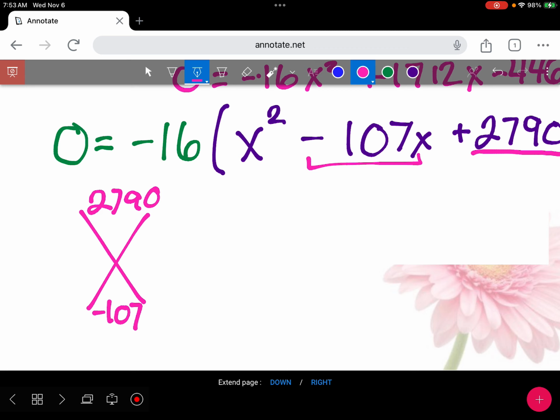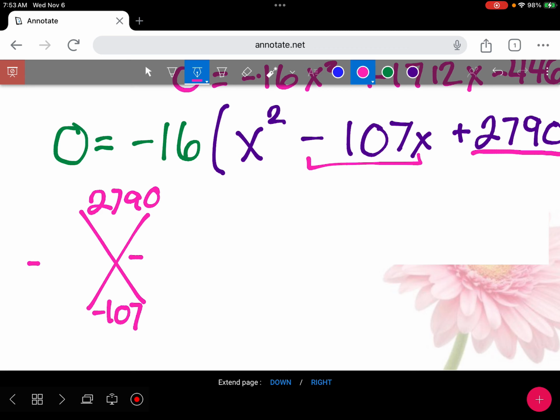So if we're multiplying to be a positive number and adding to be a negative, that means they're both going to be negative. So let's look at the values we have. Since it's multiple choice, we can use that as a shortcut. Is there a set of values in there that does multiply to be 2,790 and add to be 107? Instead of trying to go through the list of factors of 2,790.